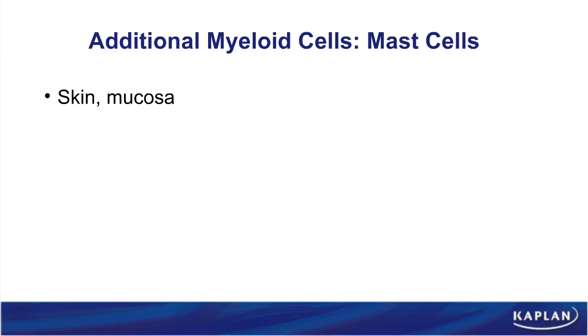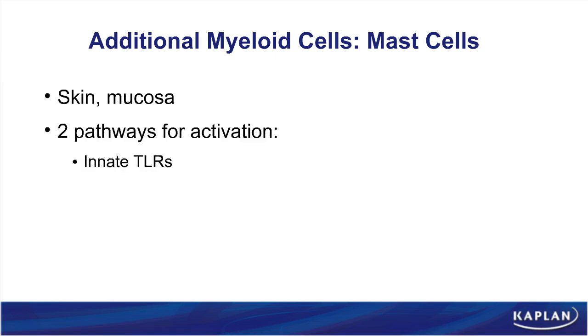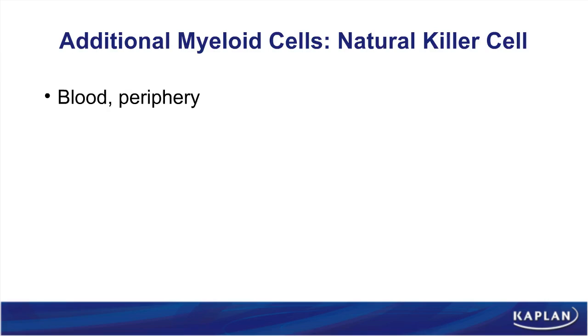Mast cells are also going to be important. We're going to focus mostly on mast cells when we get into our chapter on hypersensitivity. But mast cells are found throughout the skin and the mucosa. They have a couple of different pathways for activation, including your toll-like receptors that Dr. Ali just talked to you about, and our antibody-dependent pathway, which of course is the bulk of what we're going to talk about for the type 1 hypersensitivity reaction.